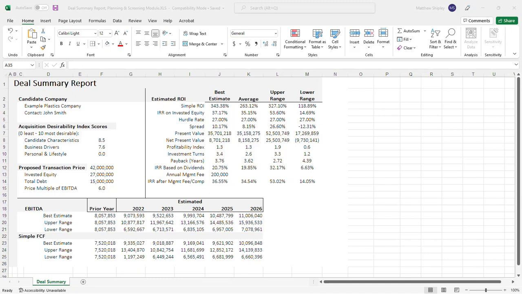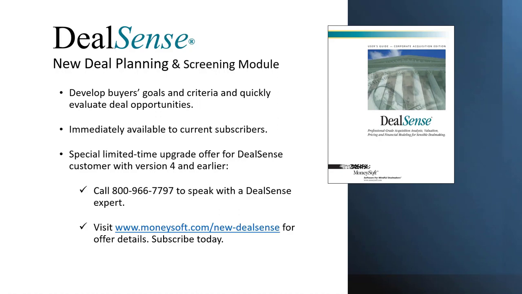With the new deal planning and screening module, DealSense further establishes itself as the Swiss Army knife of M&A deal-making software. As you can see, the new deal planning and screening module gives you an organized way to define a buyer's goals and criteria and quickly evaluate deal opportunities before performing an in-depth analysis in the other sections of DealSense.